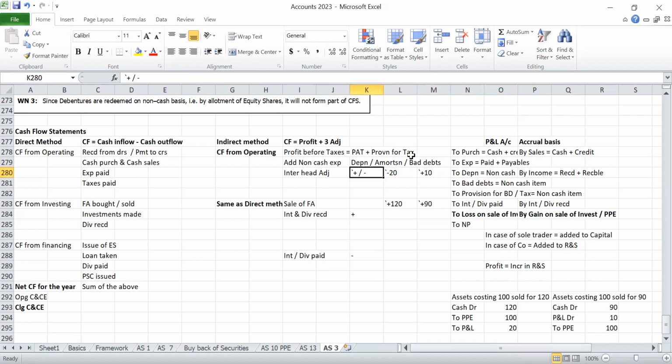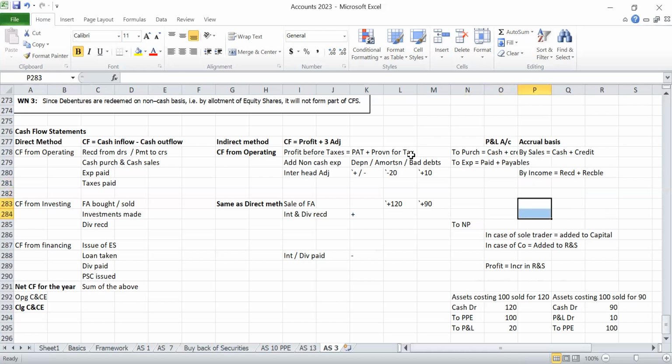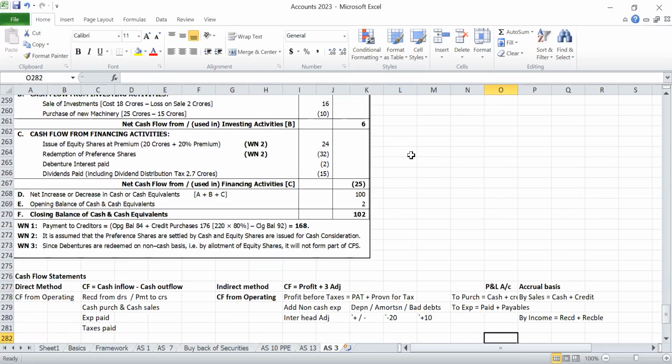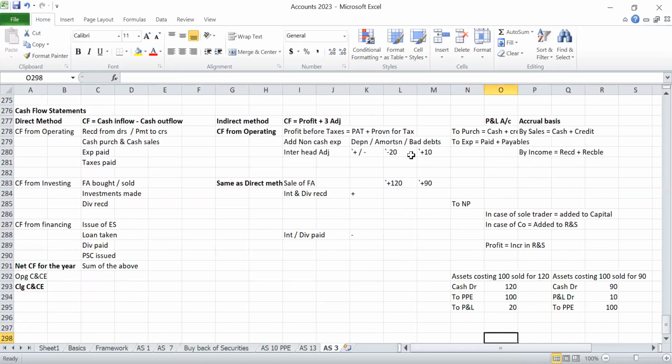Correct? Sale of fixed assets, loss: this adjustment is over. Then this adjustment also is over. Provision, a non-cash item, so we have added. Bad debts, a non-cash item, we have added. Depreciation also, a non-cash item, added. So this effect has been carried out for all. Just for understanding, I'm deleting this. So in the profit and loss account, what are all the irrelevant items for the cash basis of accounting? We are removing them. We have removed everything.